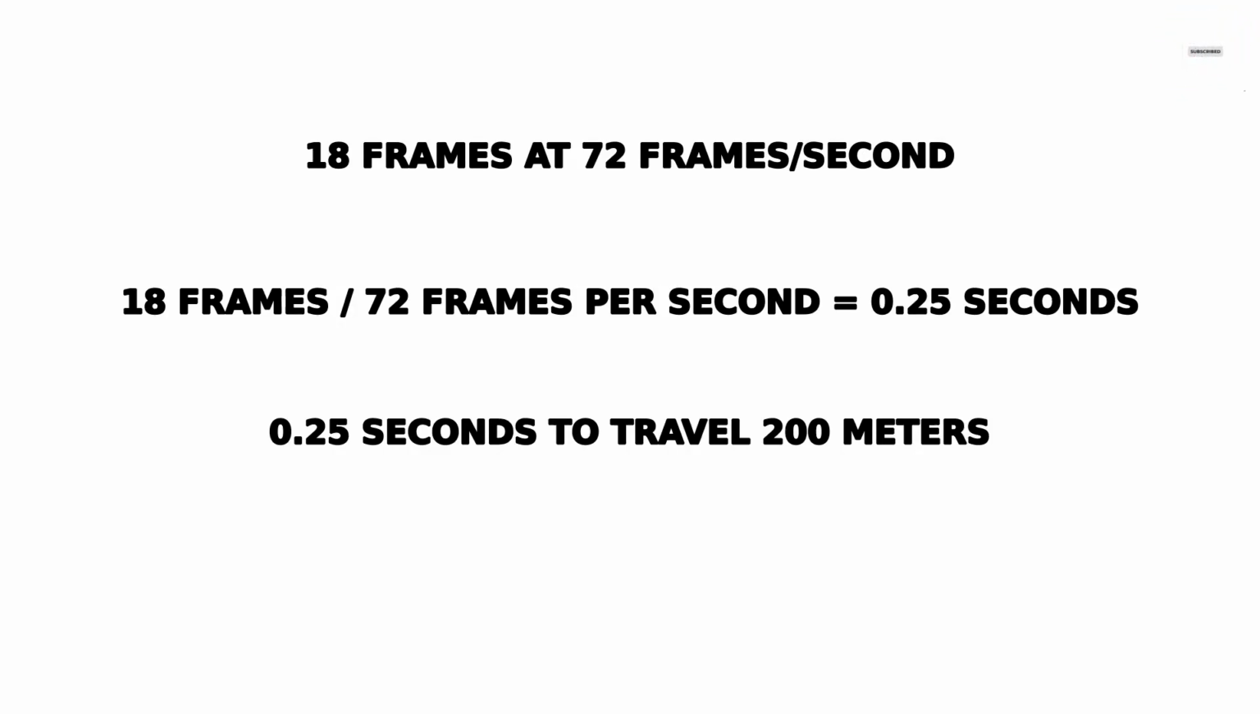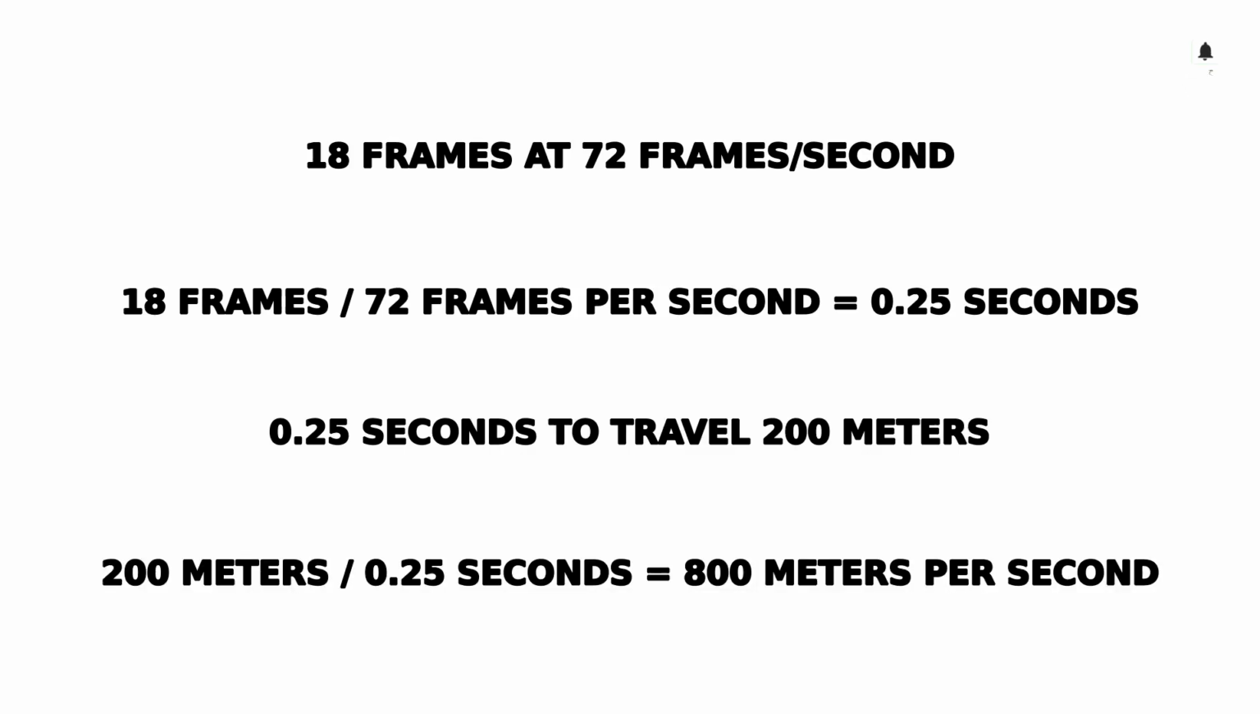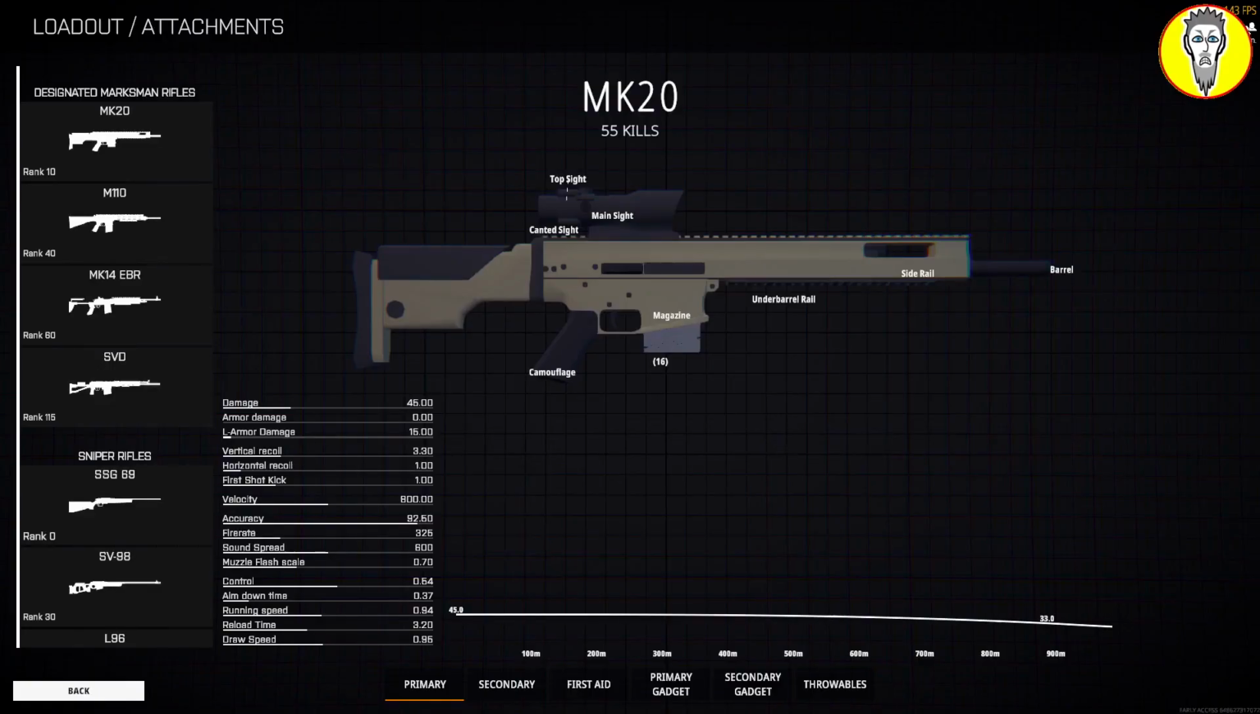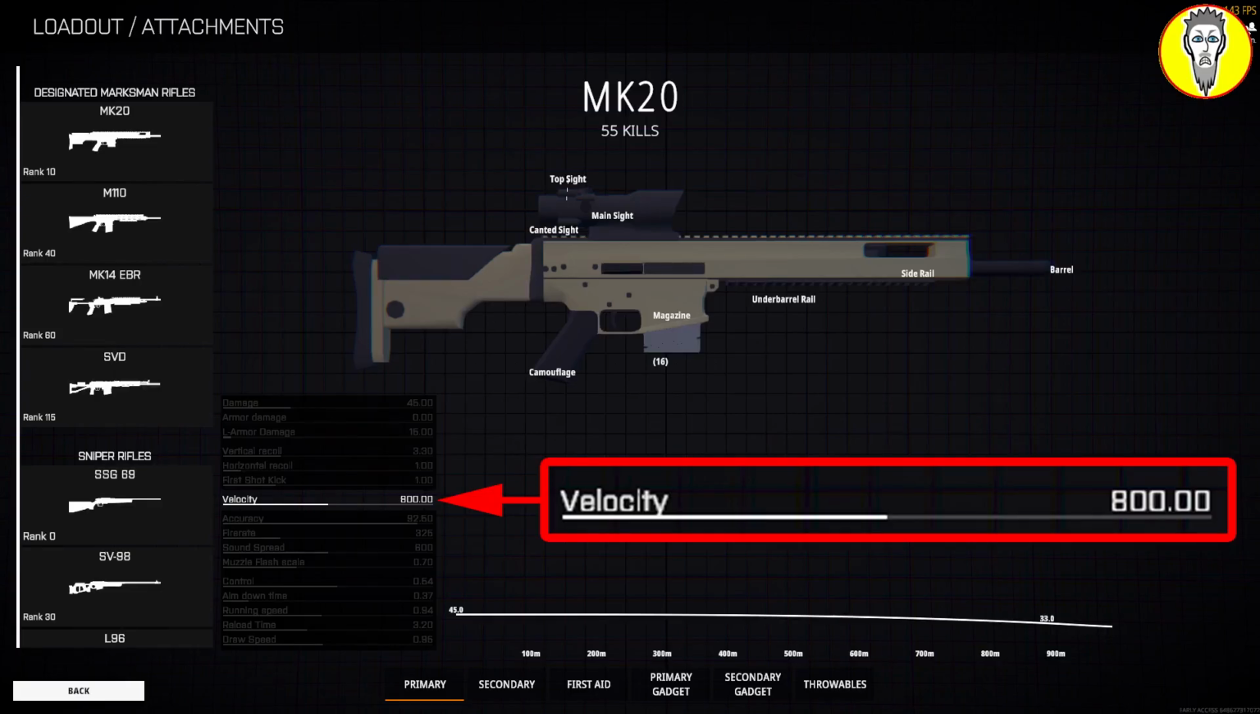Now to calculate our actual velocity in meters per second, we just divide the number of meters by the number of seconds. In this case, that's 200 divided by 0.25, which comes out to 800 meters per second. Looking at the weapon stats for this particular weapon, we can see that they give a velocity stat of 800. So I think we can safely conclude that the in-game stats are most likely given in meters per second.